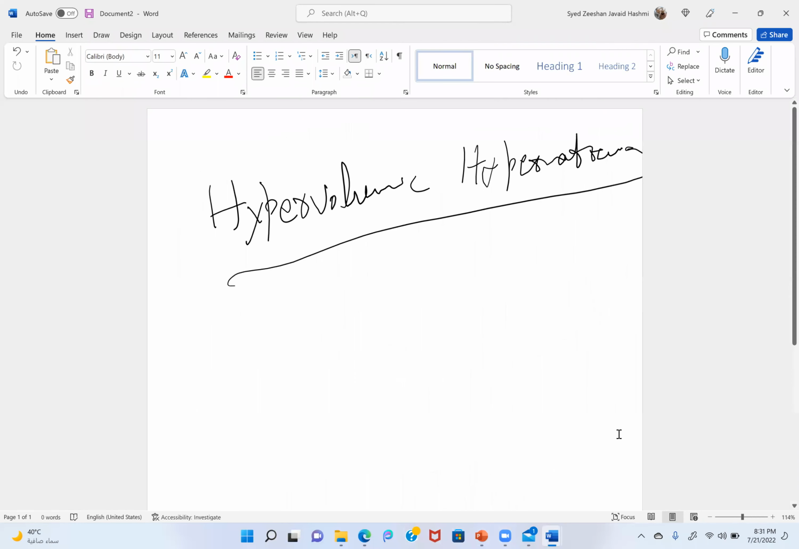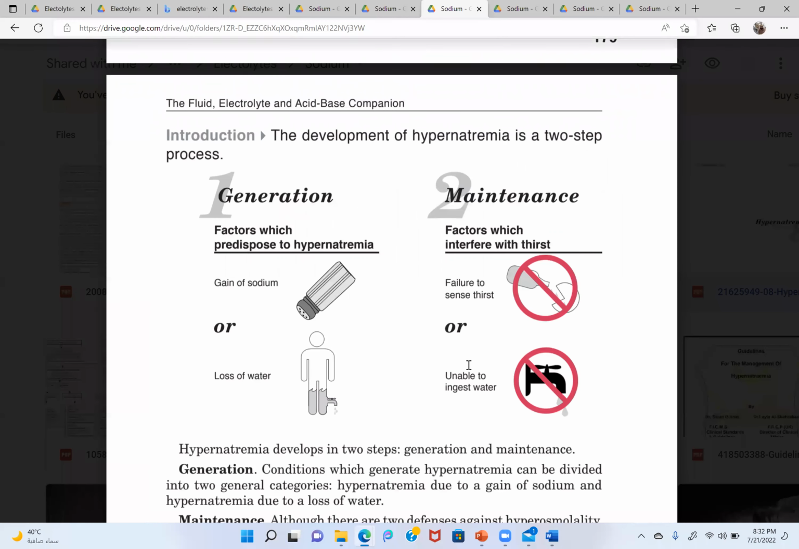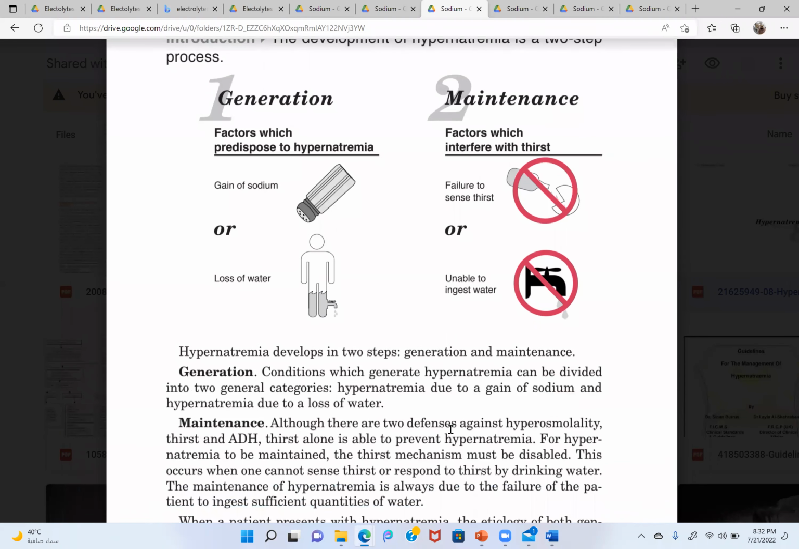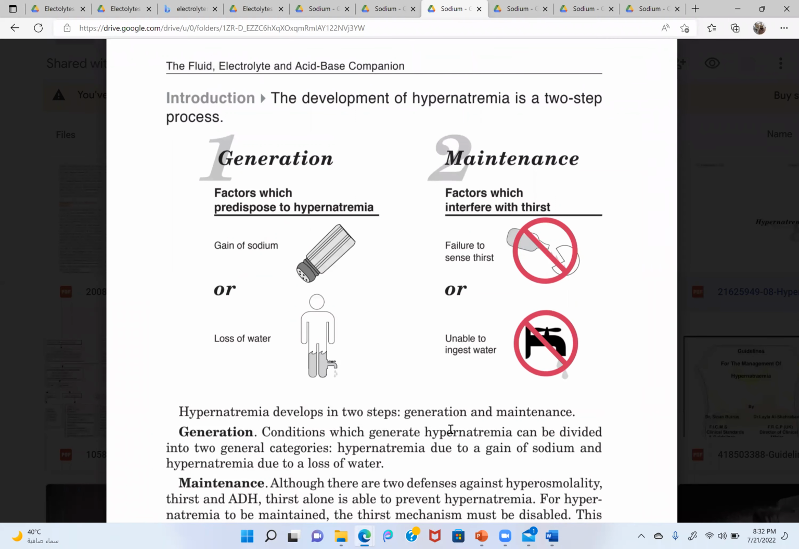Now, how will you treat hypervolemic hypernatremia? Sir, diuresis, or restriction of fluid. Diuresis. Just a second, I will have a look at this document as well. It will be just a revision.